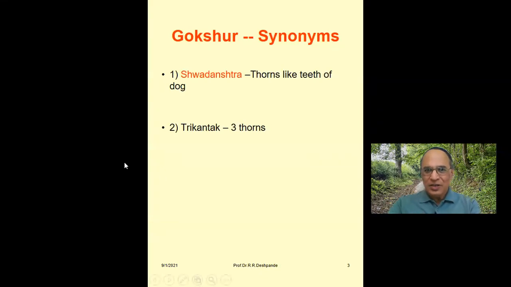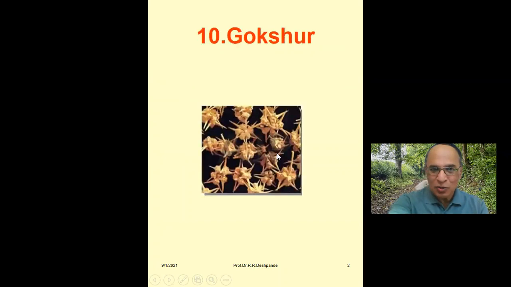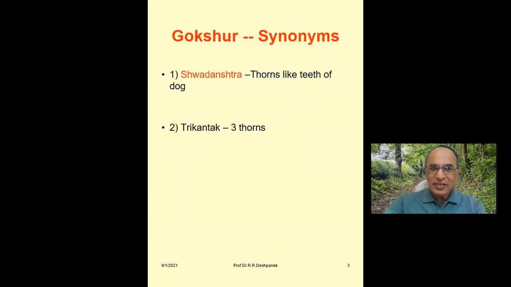So for example, Shwa Danshtra. Why this name Danshtra? Because of the thorn-like teeth of a dog. Can you see these particular thorns? Thorns are looking like the teeth of a dog. That is why Shwa means dog and Danshtra means the teeth. Trikantaka is also a name, which indicates the structure. So it is indicating the thorns on that particular plant.